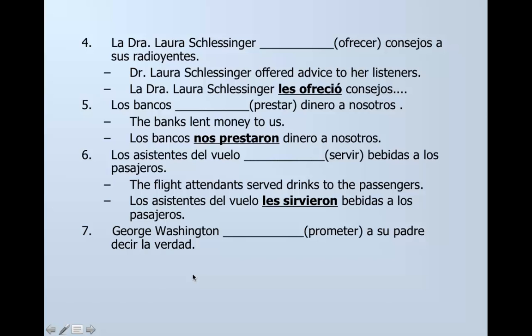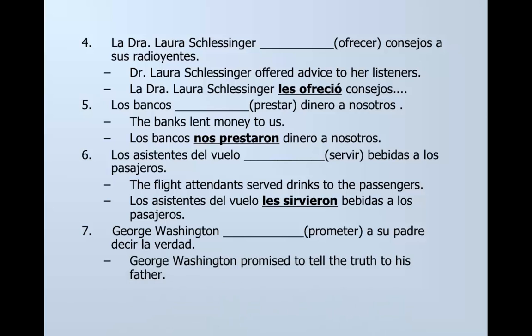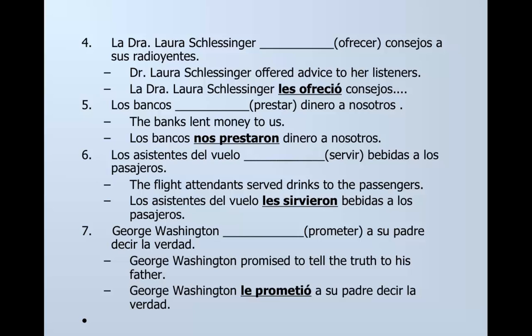George Washington prometer a su padre decir la verdad. George Washington promised to tell his father the truth, or he promised to tell the truth to his father. So to whom? He told the truth to whom? To his father, so that would be le. George Washington le prometió a su padre decir la verdad. Or, and I didn't have the other one, you could also put George Washington prometió decirle la verdad a su padre.